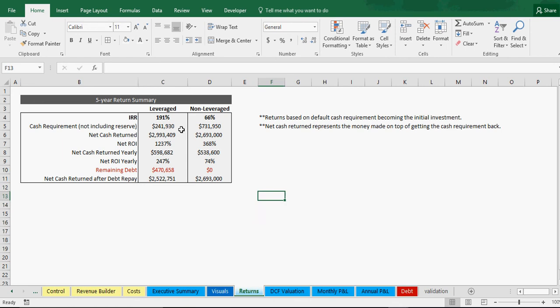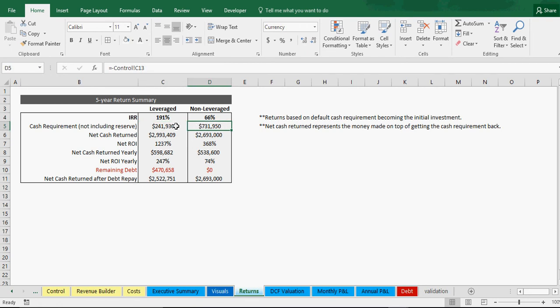We got the return summary. This is internal rate of return. Obviously, the leverage internal rate of return is going to be higher because you don't have to put as much cash up front, and as long as you're making more than the interest, it's going to be a higher rate than your non-leverage. So non-leverage is lower because you have to put more cash up front. Your cash requirement is higher.